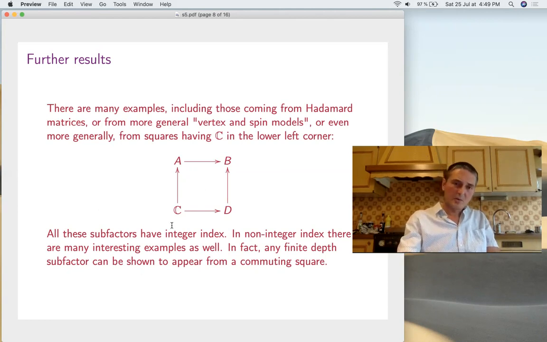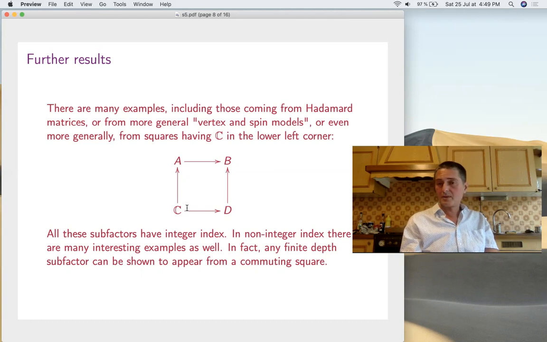They have this common property that the spin is in the lower left corner. So it's something like this. And we will get to them in detail later. Actually, they correspond to quantum groups and have integer index, of course. Now, in non-integer index, there are also many, many interesting examples.